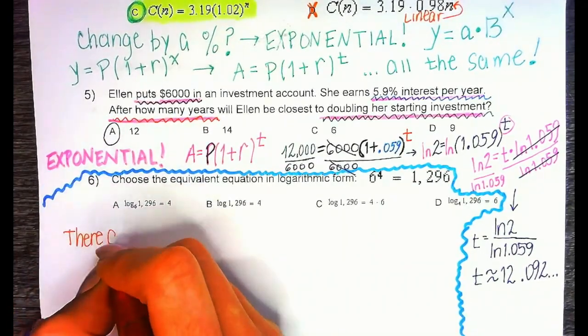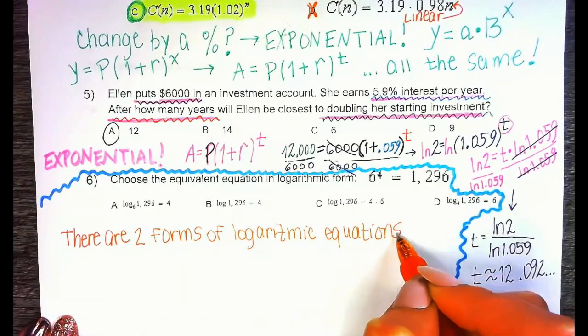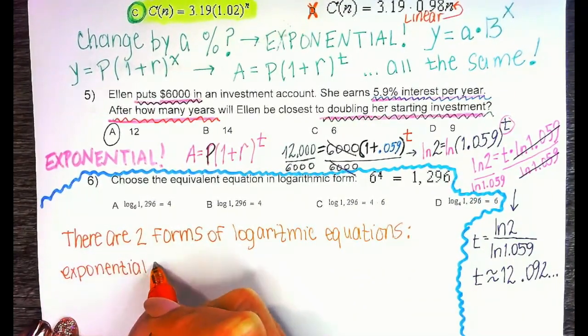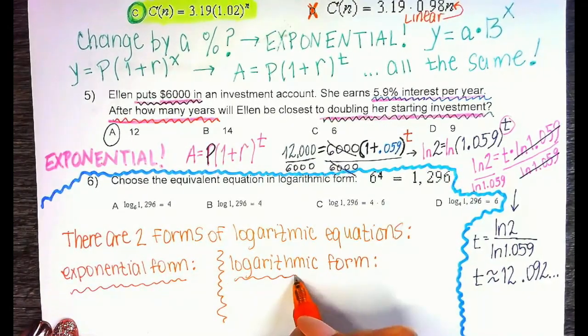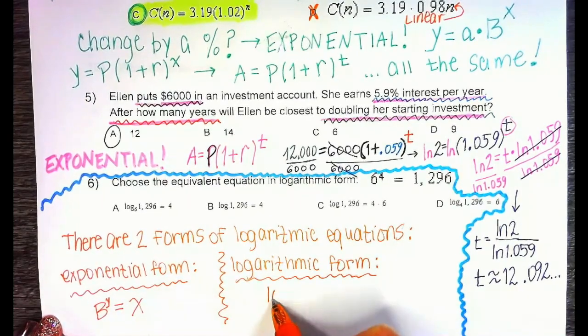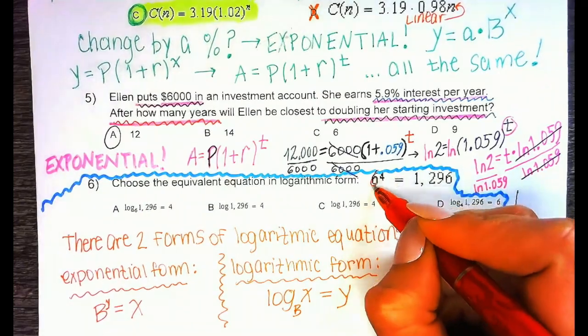Choose the equivalent equation in logarithmic form. There are two forms of logarithmic equations. The first form we have is exponential form, and the second form is logarithmic form. You should know both of these equations by heart. B to the y equals x, and log base b of x equals y.